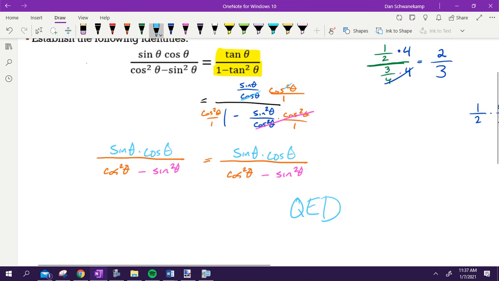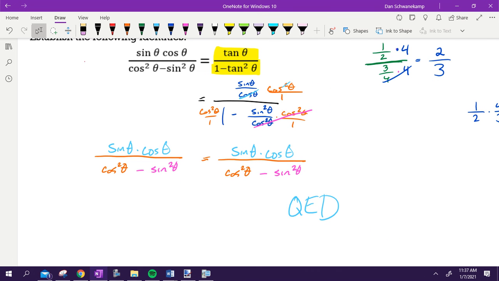Did you do it that way? Probably not. Good. Wonderful. Anybody else solve it a different way? Great. What'd you do? Okay, so I knew cosine squared minus sine squared was -1. Okay.